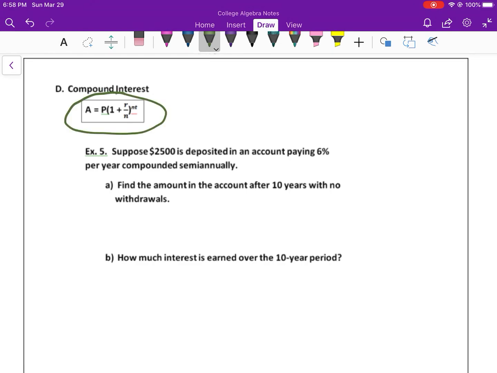All right, with this formula, your book calls P the present value. So, for example, that might be the amount of money you're investing, the amount of money you're borrowing, but it's considered present value in this textbook. The R is your interest rate. It will be given to you as a percent, and that percent needs to be written as a decimal.